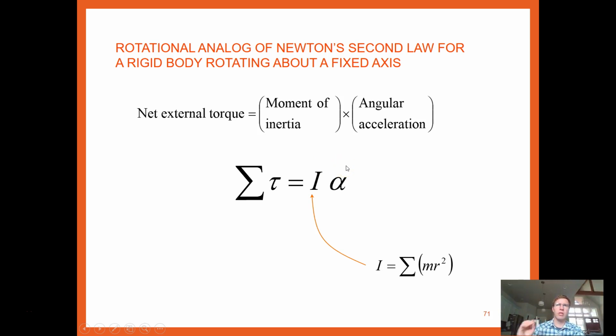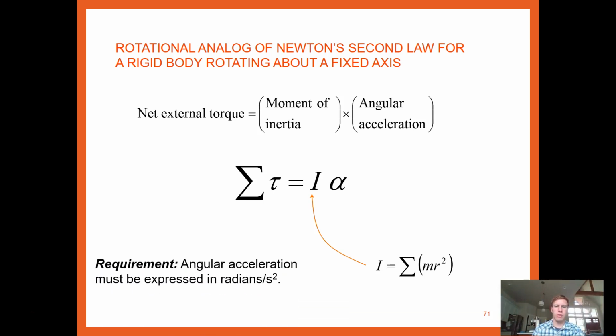If you notice, almost every equation that we've tackled in the first 8 chapters of the book is now popping back up, replacing the translational or linear variables with rotational variables. So keep in mind, once again, our units for angular acceleration are radians per second squared.